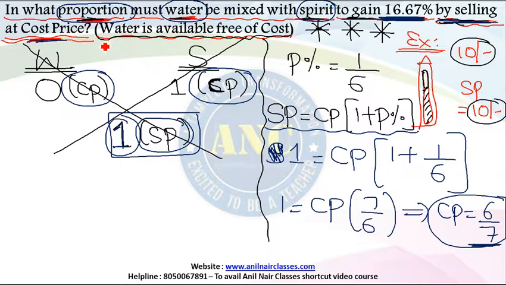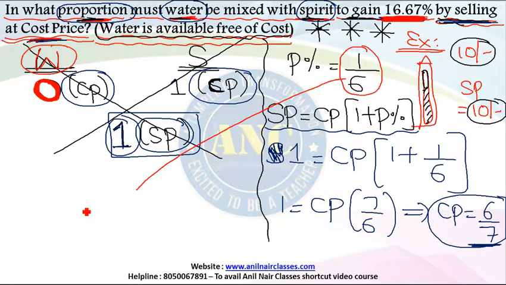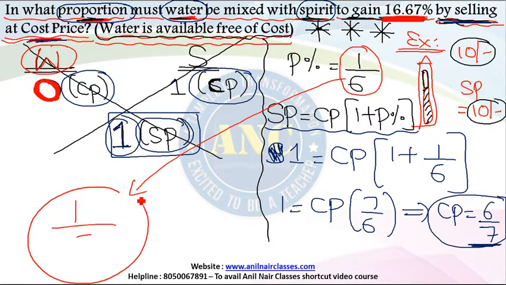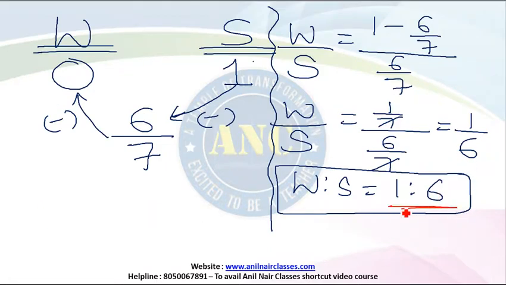See this question, sir. The question says water is available free of cost. Water is the first quantity, available free of cost. If the first quantity is available free of cost, whatever the profit percentage given in the question, in this question it is given as 16.67%, 1 by 6, the final answer also will be in the same ratio of 1:6. That is what you got here also, if you want to check it out.